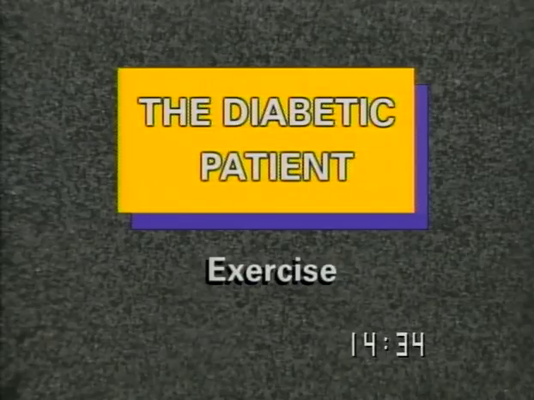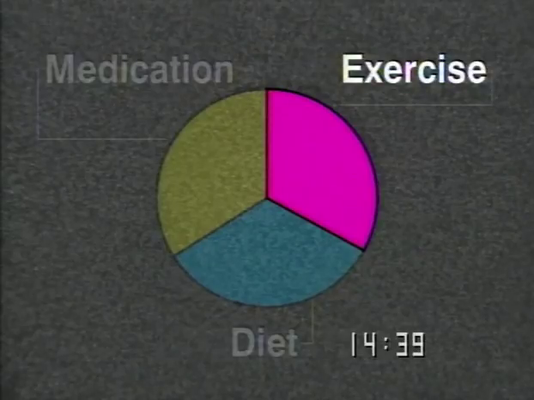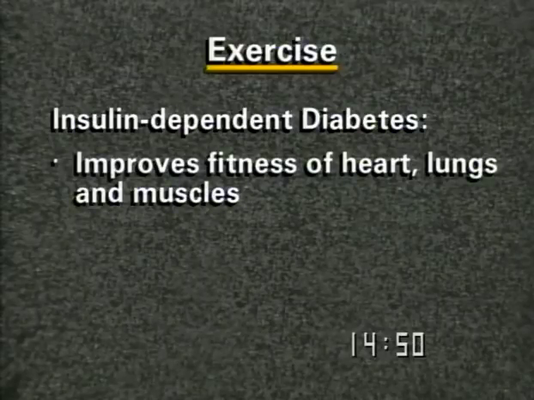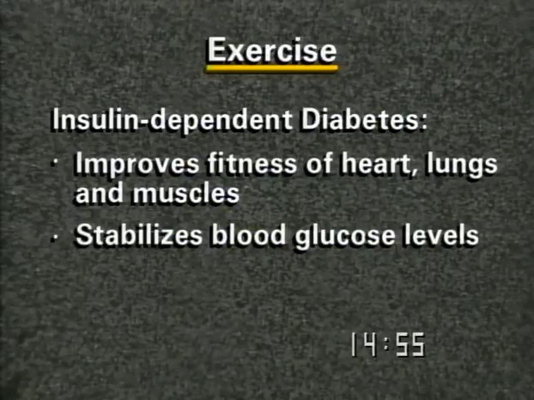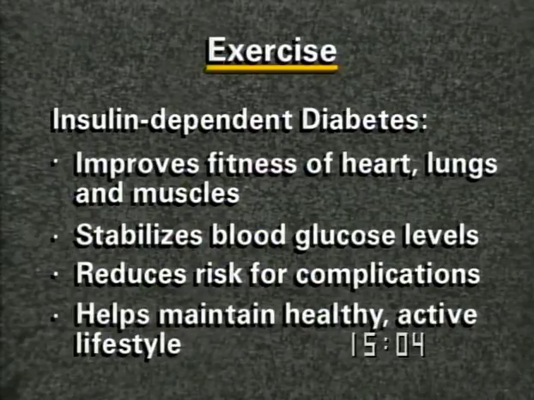Exercise. Exercise is the second important area of the diabetic circle of control. Exercise and physical activity is good for everyone, but it's especially important for people with diabetes. For the insulin-dependent diabetic patient, exercise improves the fitness of the heart, lungs, and muscles. Stabilizes the blood glucose levels because exercise helps the body burn up glucose faster. Reduces the risk for complications and helps the patient maintain a healthy and active lifestyle.